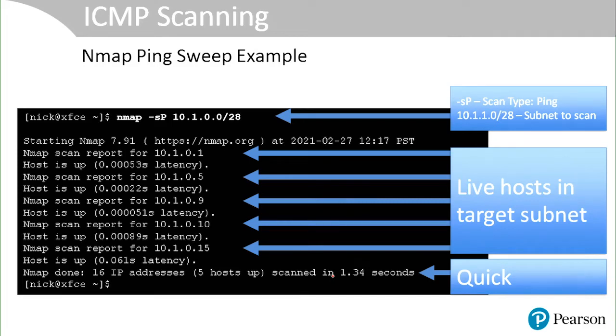We see 9, 10, 15 all up as well. Scanned 16 addresses, 5 hosts were up, and it was done in 1.34 seconds. So it is particularly quick to use Nmap for ping scanning.